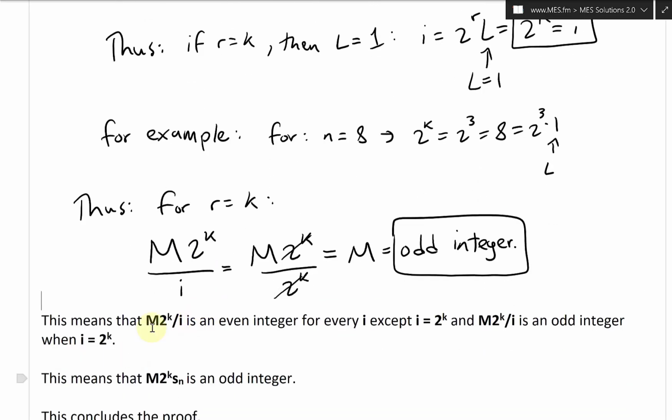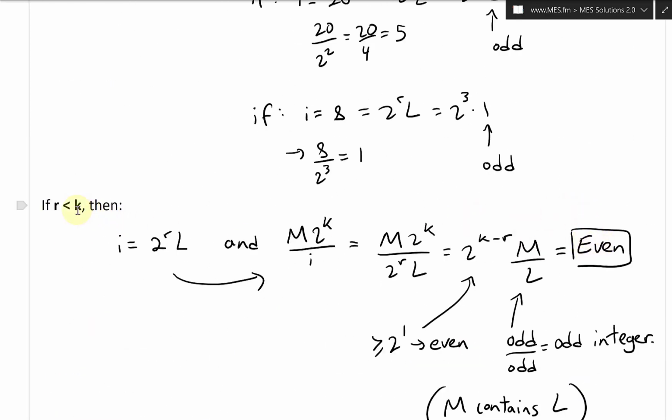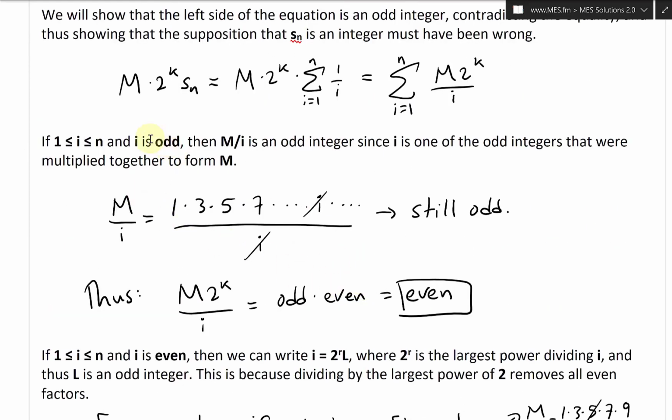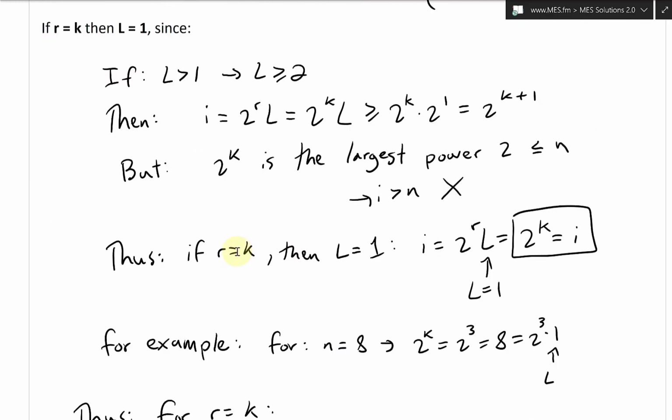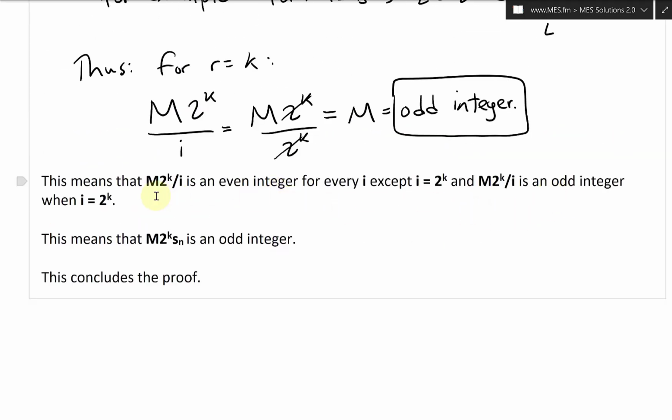Putting this all together, this means that m times 2^k divided by I is an even integer for every I, because remember we had it even over here for r less than k, where I is an even number but r is less than k. And it's even here when I is odd. But when I is even and equals 2^k, that is when r equals k, then it's an odd integer. So when I is equal to 2^k, this means that m times 2^k times Sn is an odd integer. And this concludes our proof.